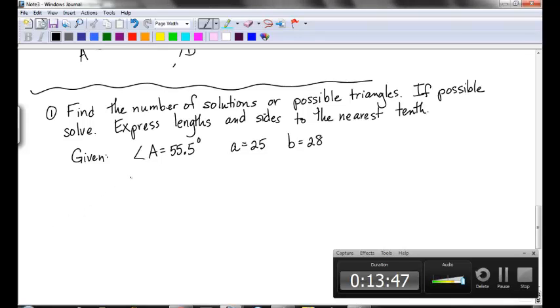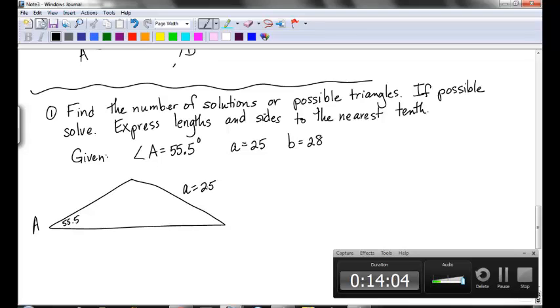On the picture, I want you to always put the angle given in the lower left corner. So angle A is down here, 55.5. I guess if we draw the picture, it's going to tell us. The side you don't know, there's another thing. The side you don't know goes along the base. So that means B is 28 up here. So this is C, this is angle B.